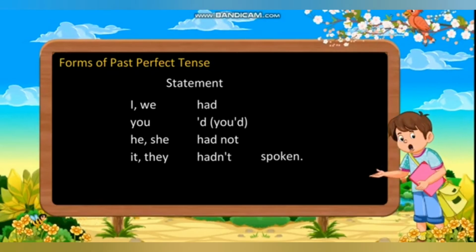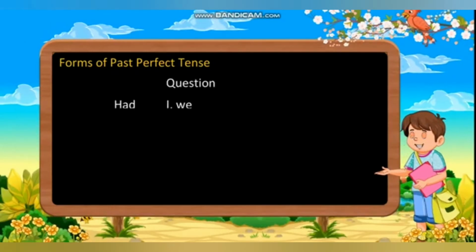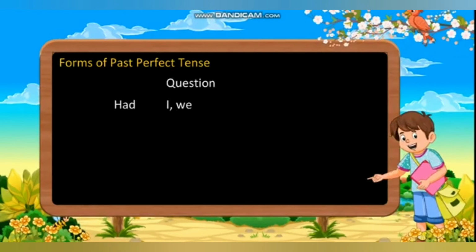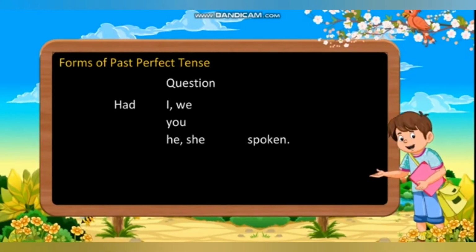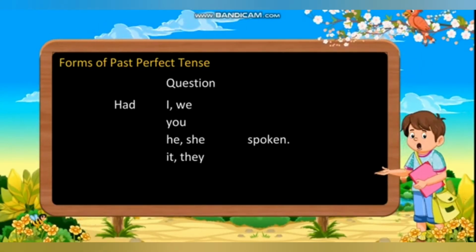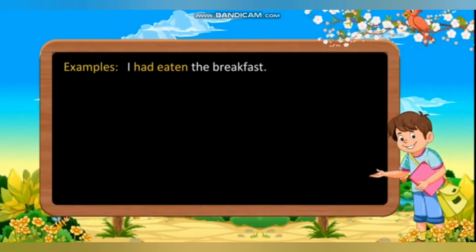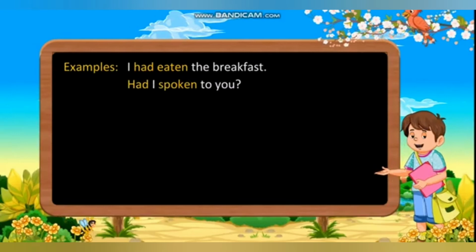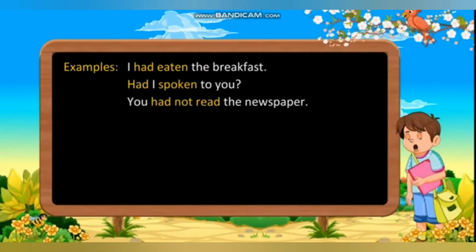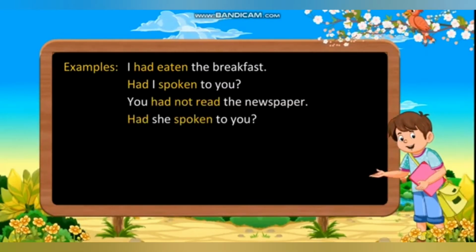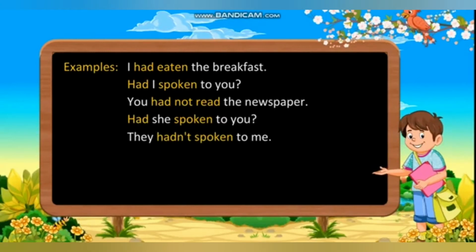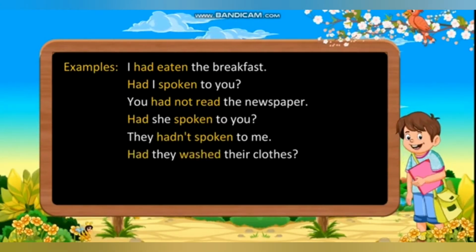Then while framing questions, we have to put the helping verb first, then the pronoun, and then the left part of the sentence. And it should be in the V3 form of the verb. Example, I had eaten the breakfast. Had I spoken to you? You had not read the newspaper. Had she spoken to you? They had not spoken to me. Had they washed their clothes?